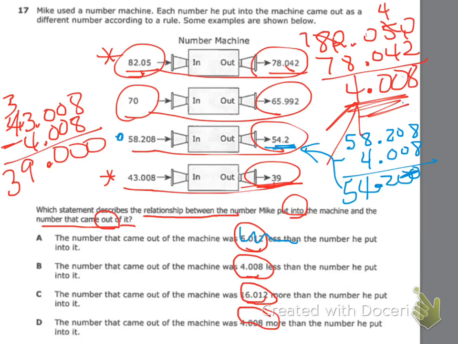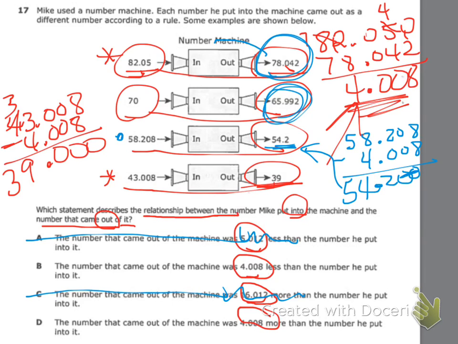Now, when I go look at the answer choices, first thing I'm going to do is get rid of this answer choice and this answer choice and narrow it down to B or D. Now be very careful when you pick your answer that you don't get in a hurry and pick the wrong answer because you're misreading. Remember, sometimes it helps if you read it without the number in the sentence. So for example, B says, the number that came out of the machine was less than the number that went into the machine. The number that came out was less. Yes, it was.